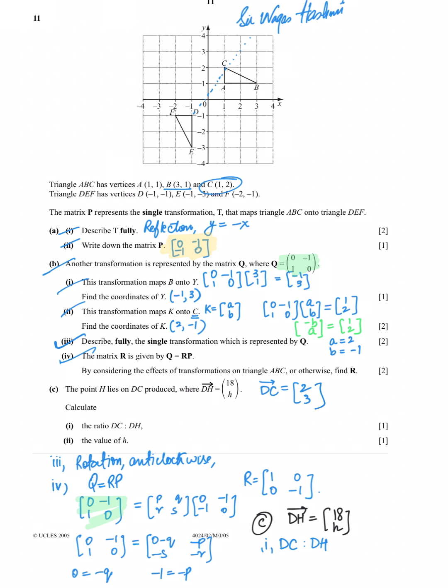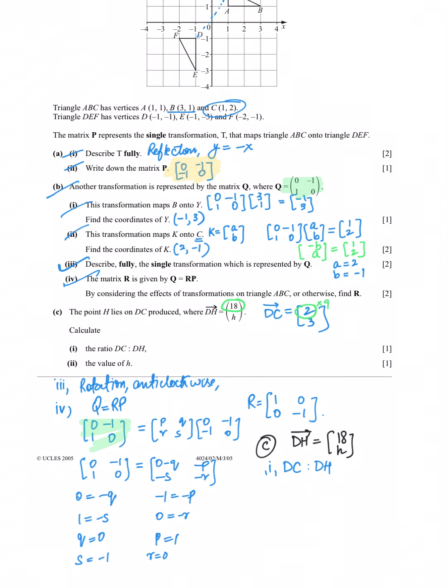So now we have 2 here and we have 18 here, so that is a multiple of 9. So the ratio of DC to DH is simple, it's 1:9. In order to get DH, we need to multiply DC by 9. So the ratio is 1:9. That is your first part. And for the second part, the value of H, we need to multiply 3 by 9. So 3 times 9 gives you 27, and that is the value of H. So H is 27.